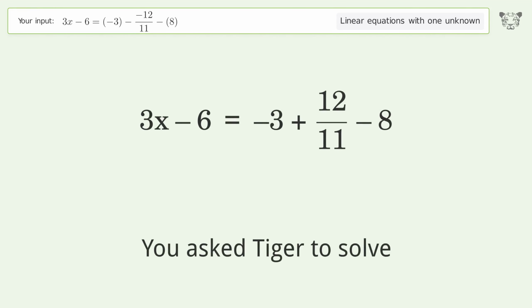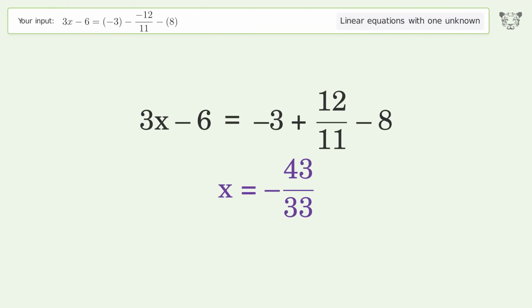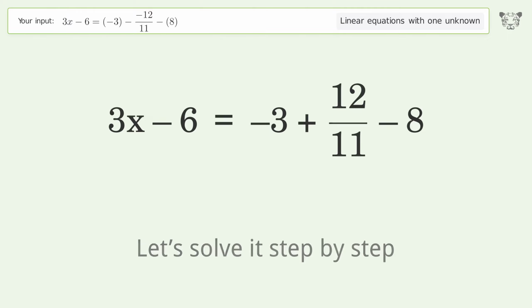You ask Tiger to solve. This deals with linear equations with one unknown. The final result is x equals -43/33. Let's solve it step by step.